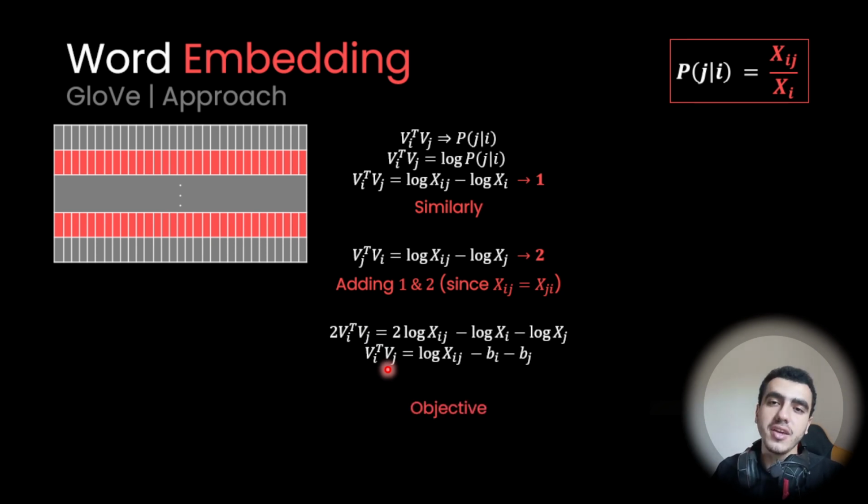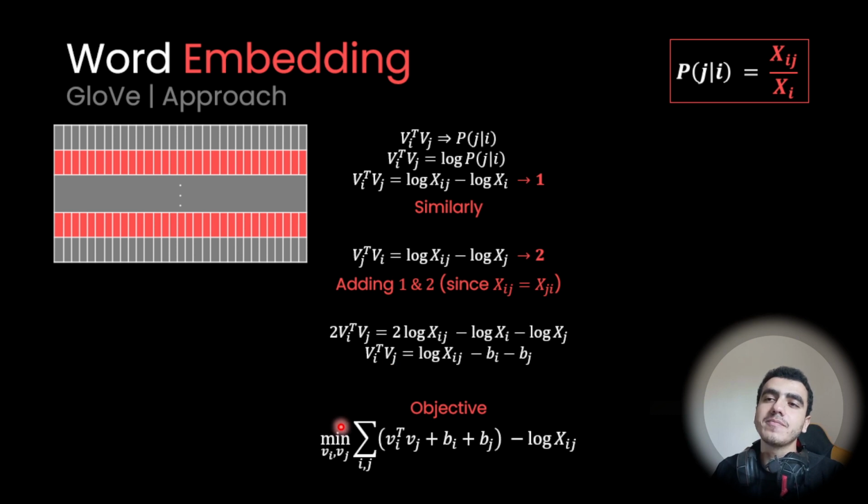So the objective here is to find vi and vj that minimize this equation, which is based upon the dot product of these two vectors and the conditional probability value that I have from the co-occurrence matrix. And I'm also adding these two parameters to make it flexible for the model to find the best representation vectors for vi and vj. Okay, I hope you understand this well.